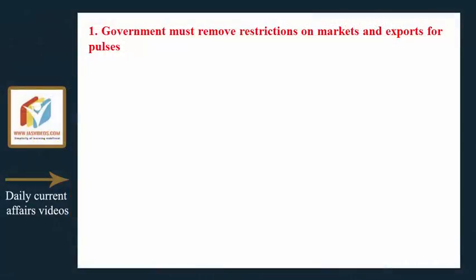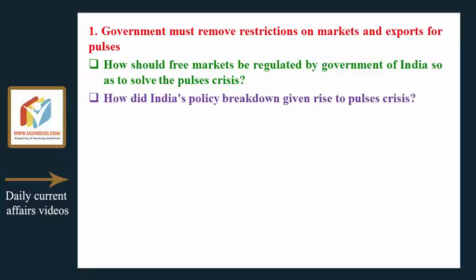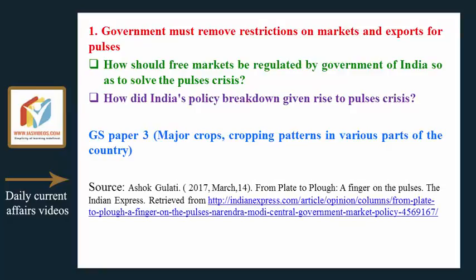Government must remove restrictions on markets and exports for pulses. How should free markets be regulated by the Government of India so as to solve the pulses crisis? How did India's policy breakdown give rise to the pulses crisis? GS Paper 3, Major Crops, Cropping Patterns in Various Parts of the Country.